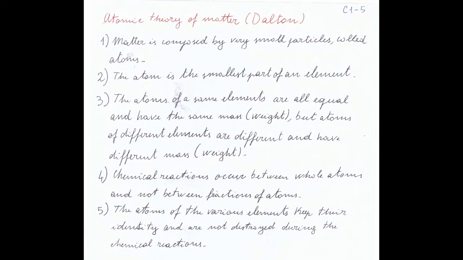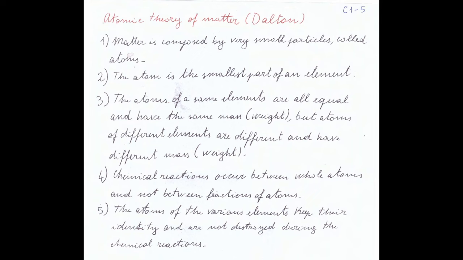Look at this. The 5 points of which the atomic theory of matter of Dalton is composed say that, first, matter is composed of very small particles called atoms. The atom is the smallest part of an element. The atoms of the same element are equal and have the same mass or the same weight, which is about the same thing. But atoms of different elements are different and have different mass, namely different weight. Chemical reactions occur between whole atoms and not between fractions of atoms.